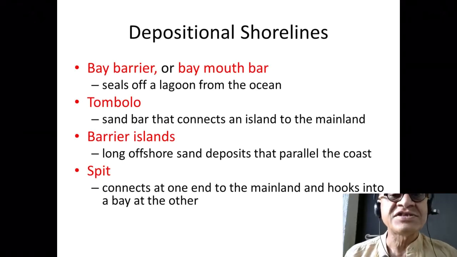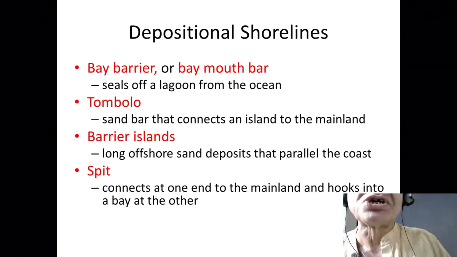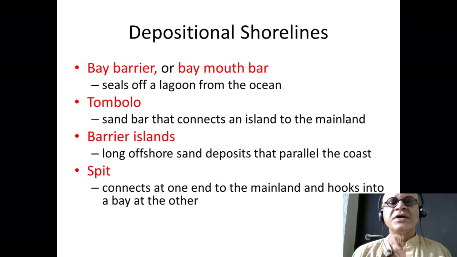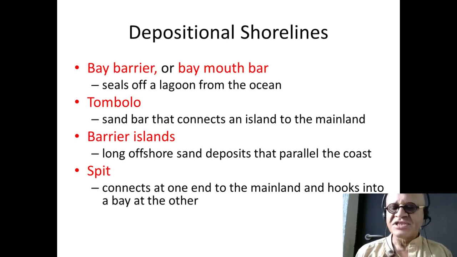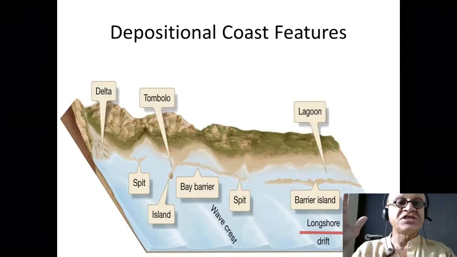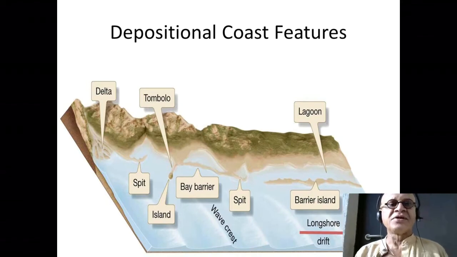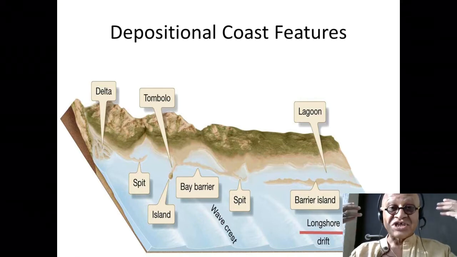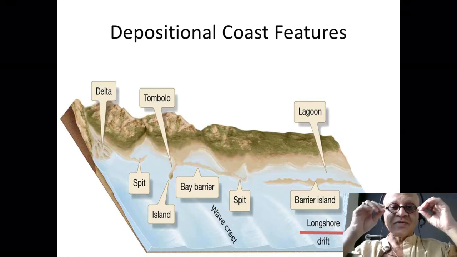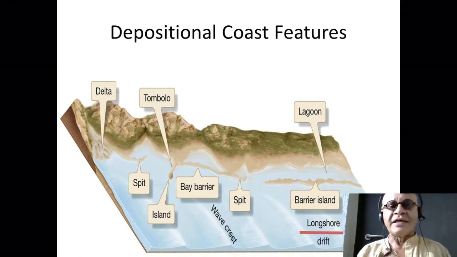So the other side of the story is, of course, the depositional shorelines. And typical features include things like bay barrier, bay mouth bar, tombolo, barrier island, spit, and so on. It's easier to see the figures and then remember the names. Okay, so you have depositional features, river deltas. They are depositing tons of sediments. Obviously, a depositional feature. We'll see a little bit more about it later on.